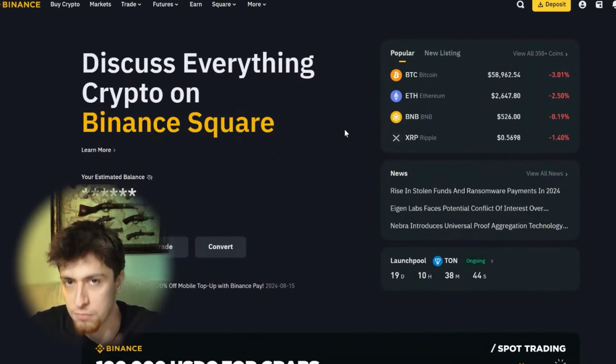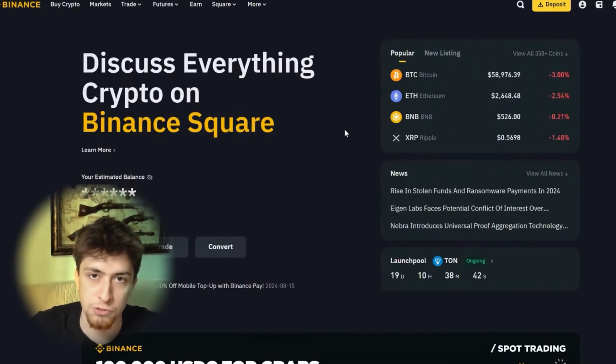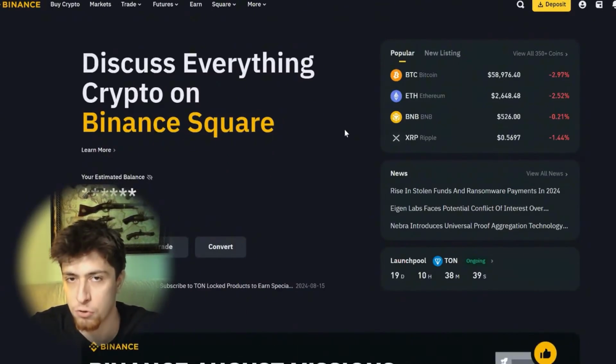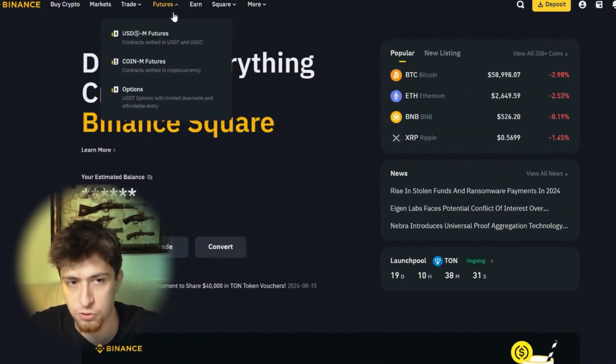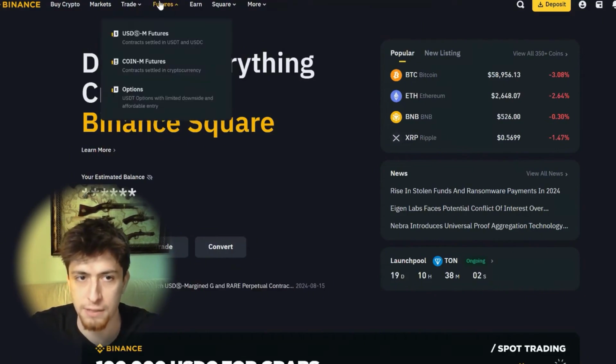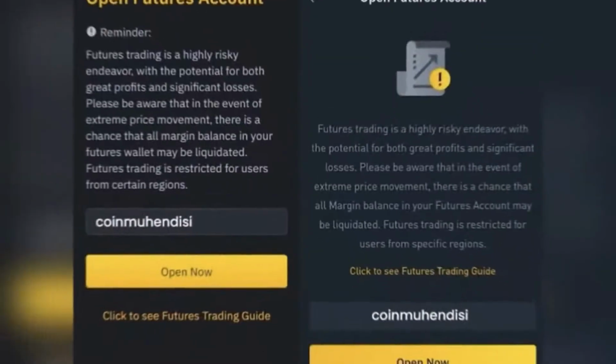As you know, to perform a short trade, or in other words, to sell short, you need to have a futures wallet. This is also known as leverage trading, or in English, futures. If you don't have a futures account, a sign-up screen will appear when you enter futures.